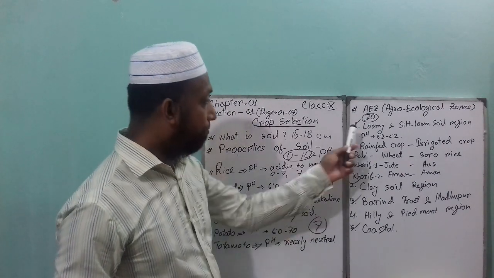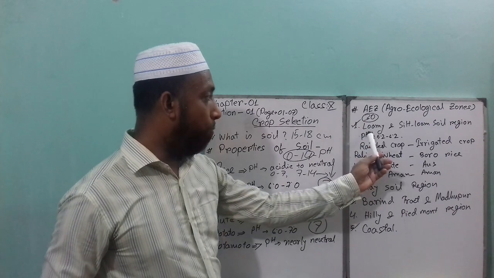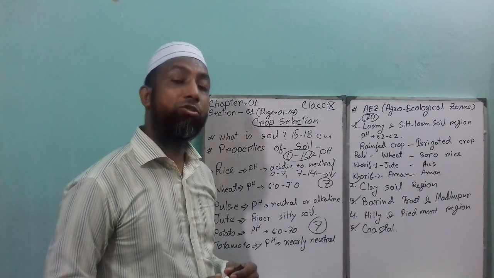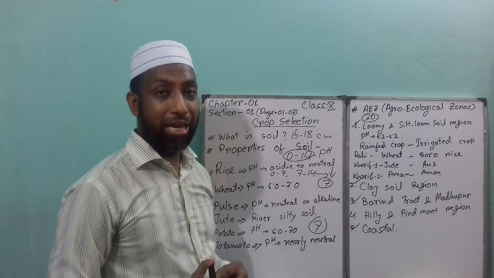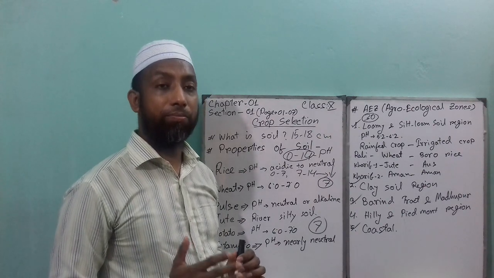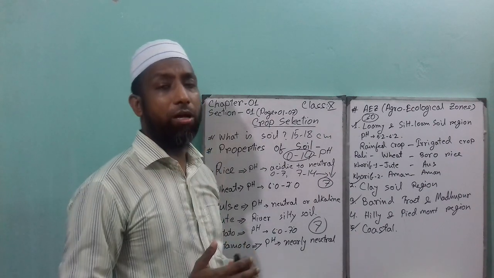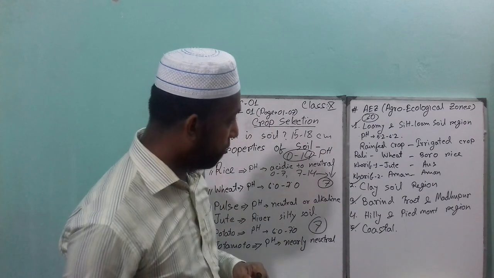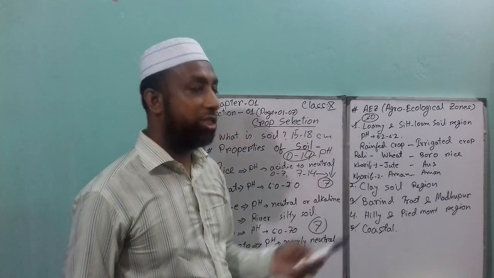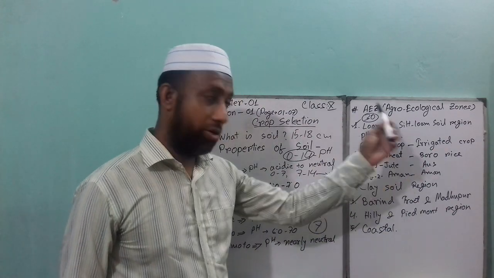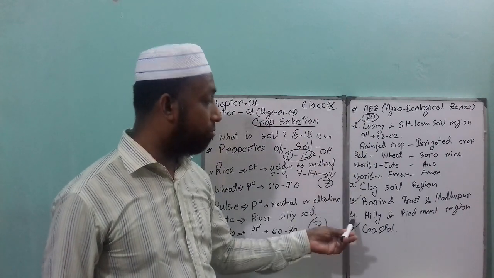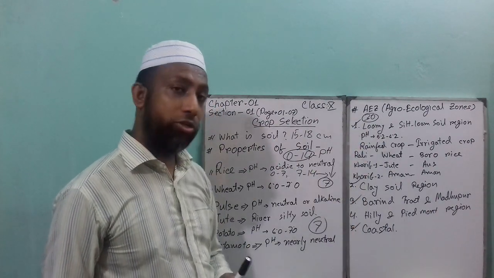Let's talk about the first region, which is loamy and silty loam soil region. I told you before, loamy soil is the most ideal, most important and most favorable soil for all kinds of crop production. And the pH level is 5.2 to 6.2 in this region. Always remember that we are talking about the 5 regions which are divided from the 30 agro-ecological zones.